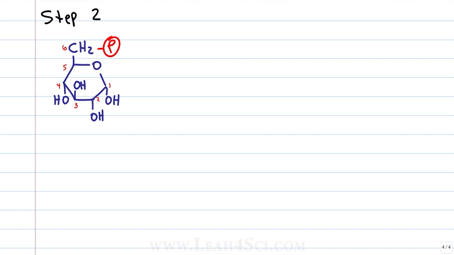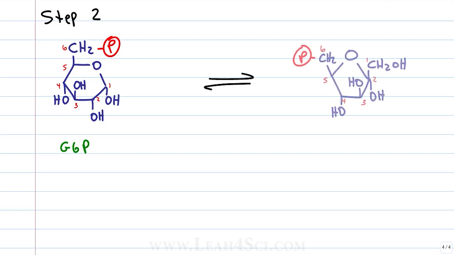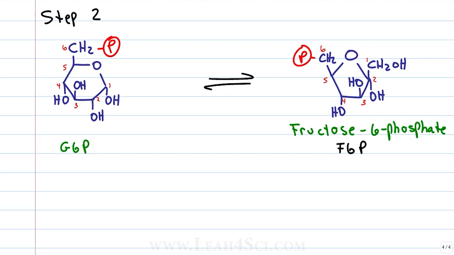Step 2 is the reversible conversion from glucose 6-phosphate to fructose 6-phosphate, F6P. If you're wondering how we went from a 6-membered ring in glucose to a 5-membered ring in fructose, the answer is you can't. You can't simply pull a carbon out of the ring.